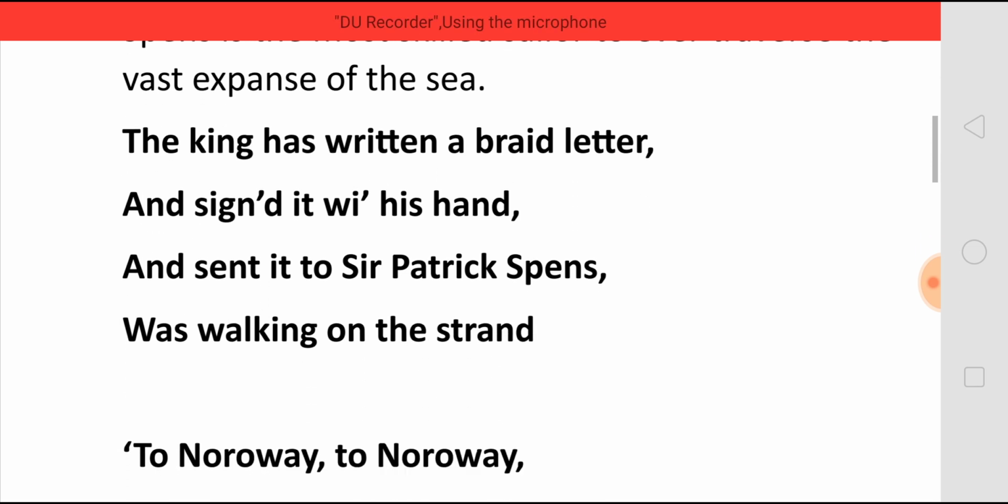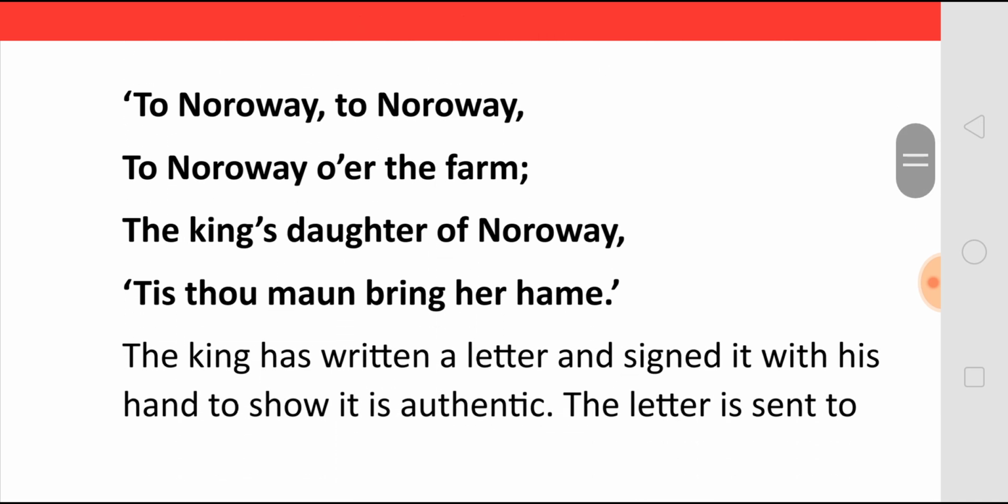The king has written a broad letter and signed it with his hand and sent it to Sir Patrick Spens, who was walking on the strand. To Norway, to Norway, to Norway, over the foam, the king's daughter of Norway, it is thou must bring her hame.